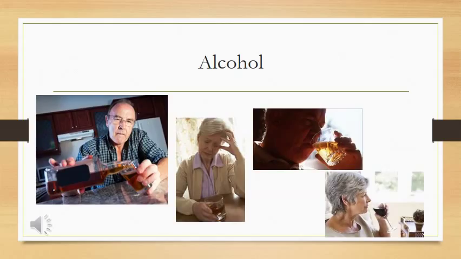The most common substance abused by this population is alcohol, with prevalence rates ranging from 2.2% to 9.6%, depending on the population sample. The National Institute of Alcohol Abuse and Alcoholism defined at-risk drinking for individuals over 65 years and older as more than one drink per day.